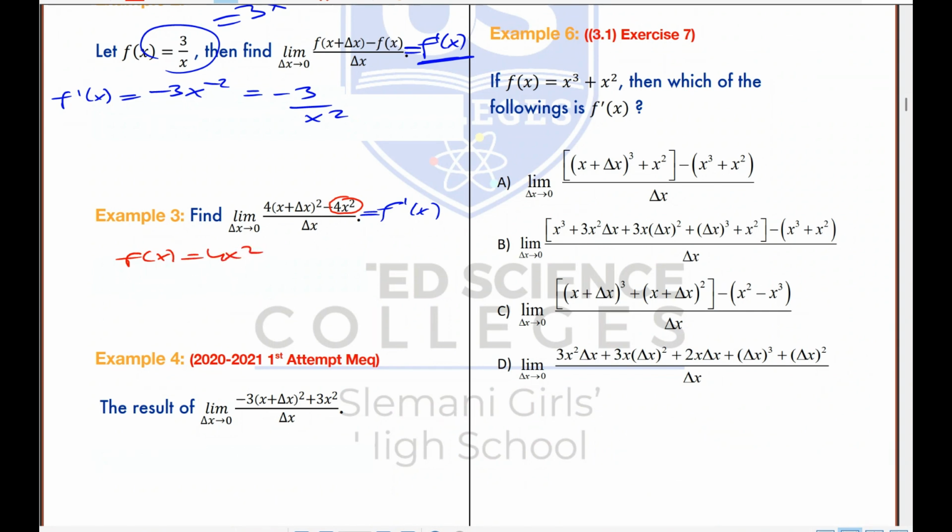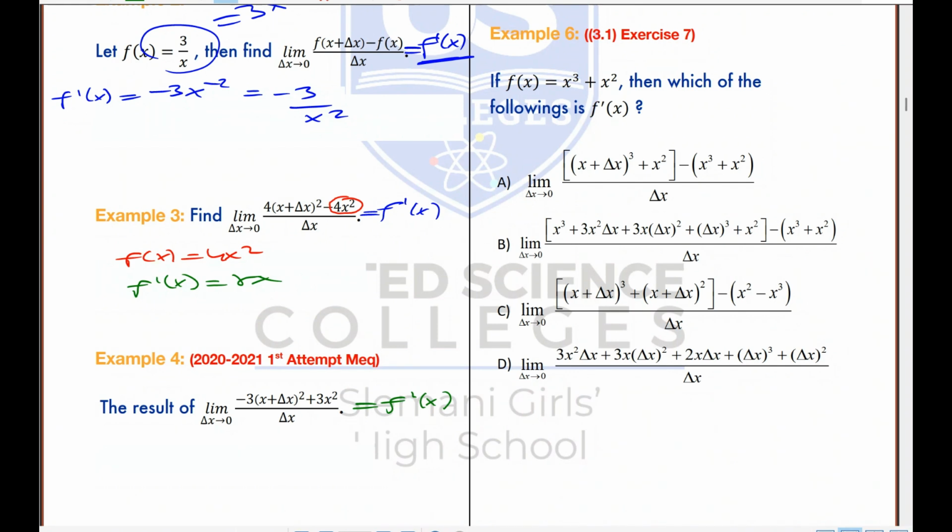Since I know f of x, I can find its derivative. Derivative of f of x here is 8x, and I am done. Another ministry question similar to this. It doesn't give you the function. It directly asks you about the limit. So this limit means finding derivative of the function.